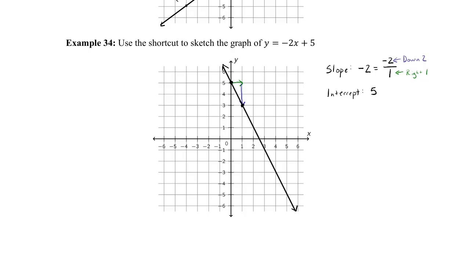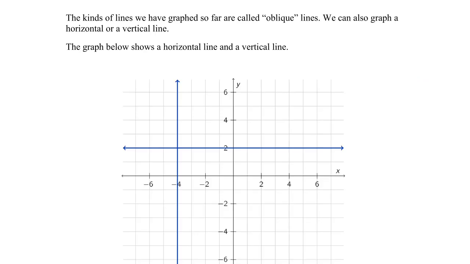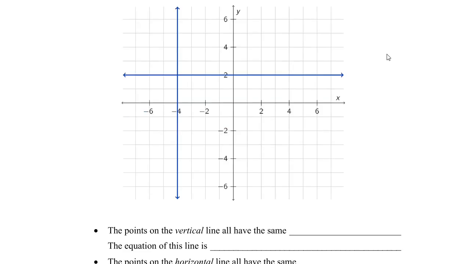Okay, there's one other kind of line that we want to look at before we leave graphing linear equations behind for now. The lines we've graphed so far are what are called oblique lines, and they're kind of the normal sorts of lines to graph. But we can also graph horizontal lines and vertical lines. This graph here shows us a horizontal line and a vertical line. And let's just think about the coordinates of points on these lines.